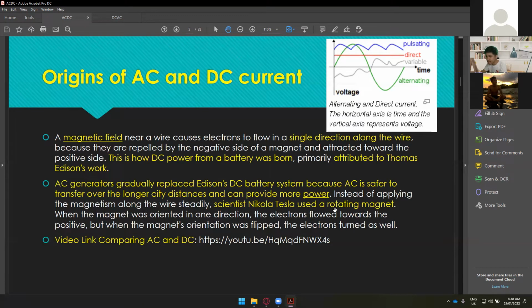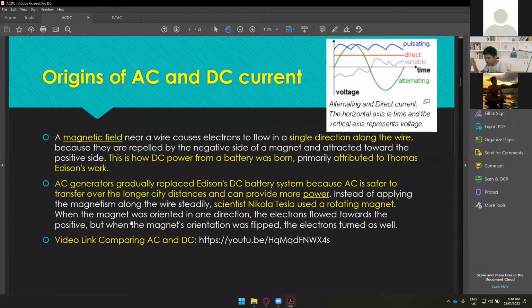Anyway, so again, if it's DC, we have a steady magnetic field. And if we have AC, we have a rotating magnet. So that is the main source they were coming from. A rotating magnet gives you an output of AC. If it's a steady magnetic field, then it's a DC output.